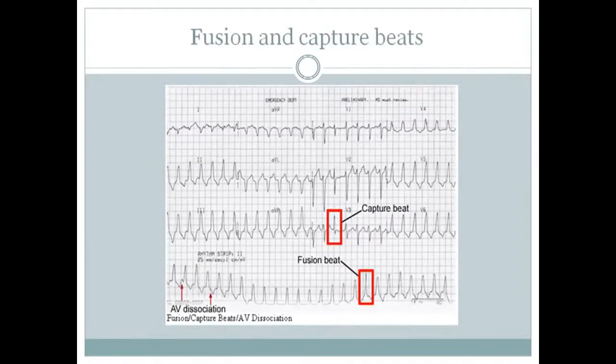Fusion and capture beats. Basically, you're depolarizing the heart from the ventricle up.